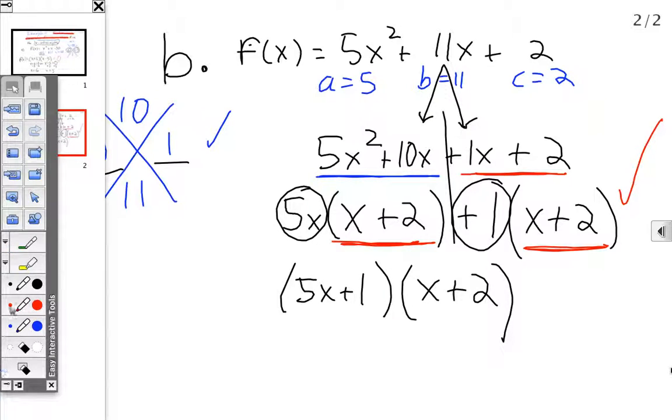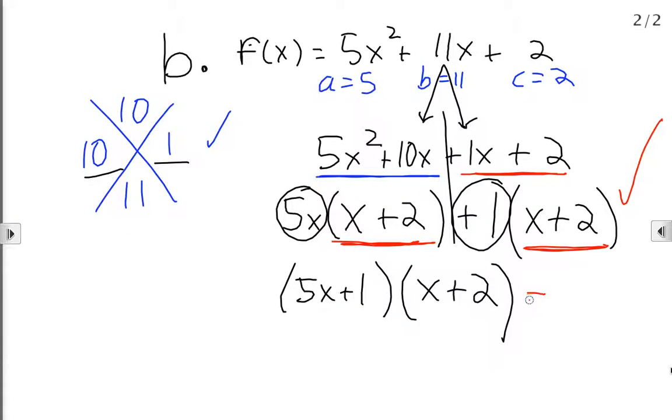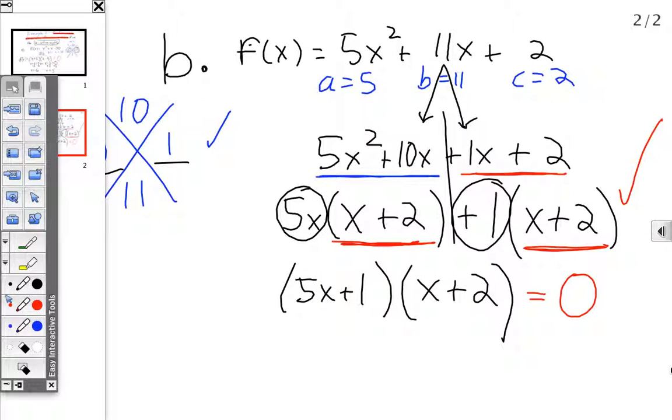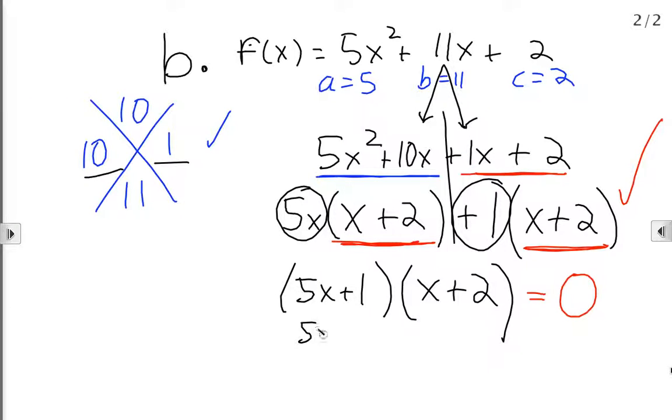Because we're looking for x-intercepts, we are not done. We need to set our quadratic equal to 0, which gives us 2 possibilities. Possibility number 1 is 5x plus 1 equals 0. Possibility number 2 is x plus 2 equals 0. And then in reverse order, if this is a possibility, and it is, we have x equals negative 2 as our solution. And then this one, we're going to have to do just a little bit of work.